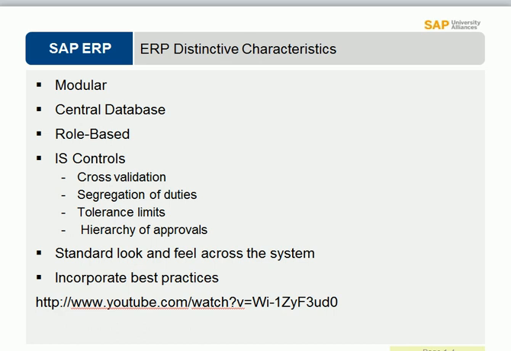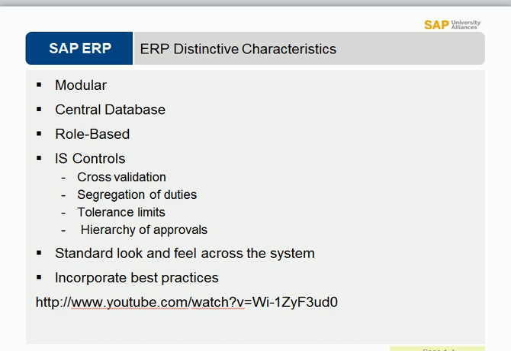The third distinctive feature is that it is role-based. That means that different people within the organization will get to see different menus, and get to perform different functionalities. Based on what? Based on their role. So your role as an accountant determines what you get to see within the system. So role-based means the information and the functionality available to the different employees is dependent on the role they play.